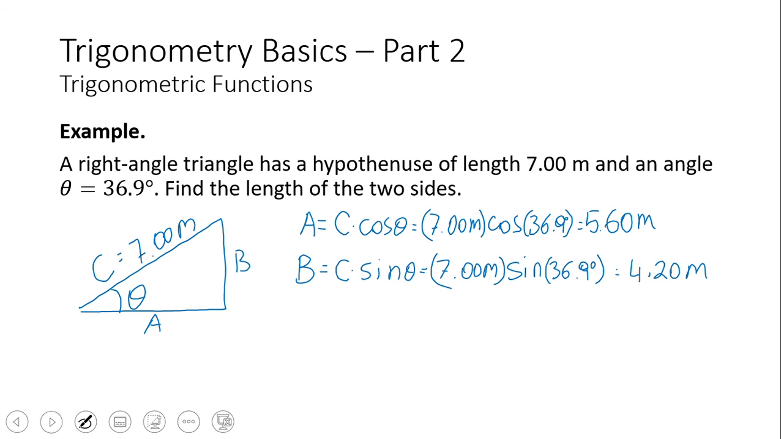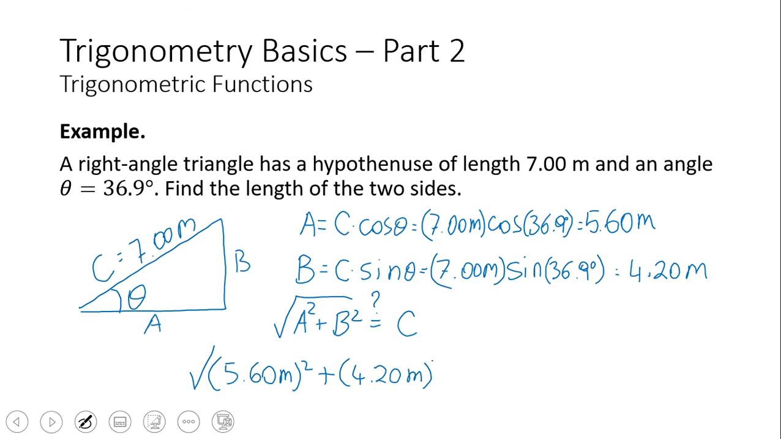It would be nice if we can check our answer. One way to check our answer is this: if we know what A and B are, then A and B squared, added up, and square rooted, in other words using the Pythagorean theorem, should give us C. So let's verify that. That's a nice exercise. A is 5.6, so we square that. B is 4.2, we square that as well. We add them and we take the square root.